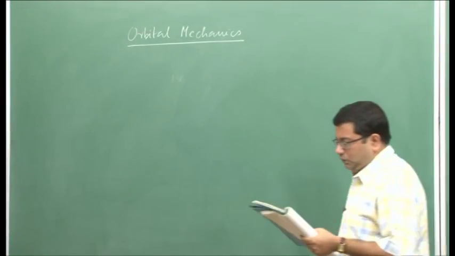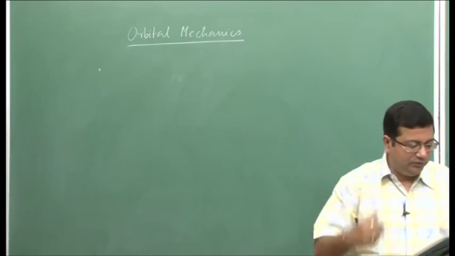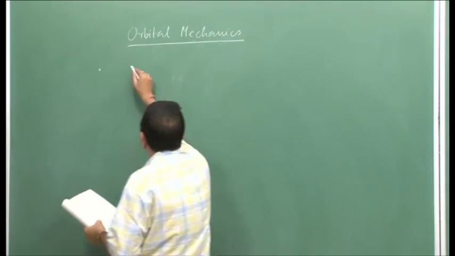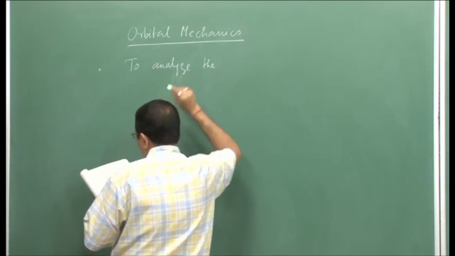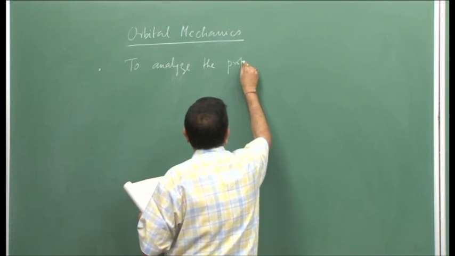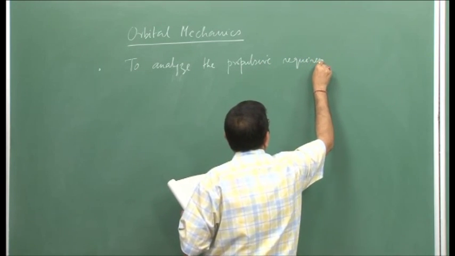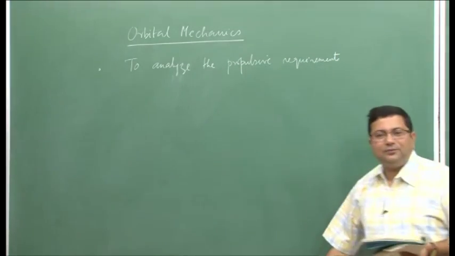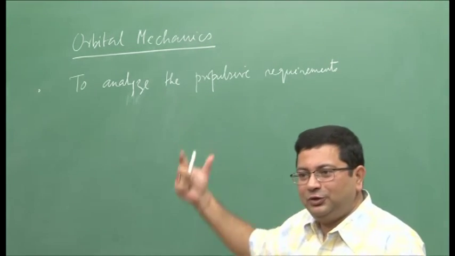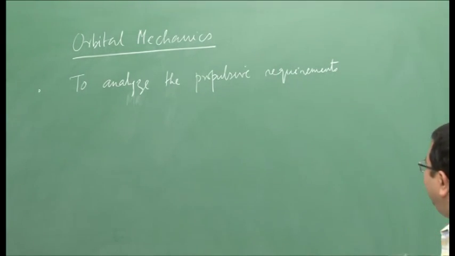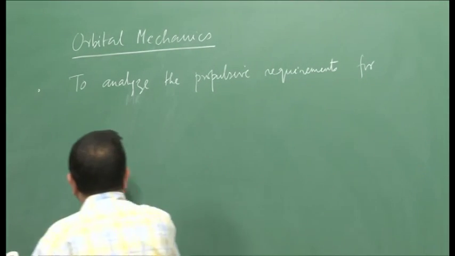Now, what is the goal of orbital mechanics? What do we want to find out from there? We want to analyze the propulsive requirements. Remember that in rockets and spacecraft propulsion, we are talking about the propulsion system only. This comes as an input to the rocket designer. So, we want to analyze the propulsive requirement for orbital transfers.